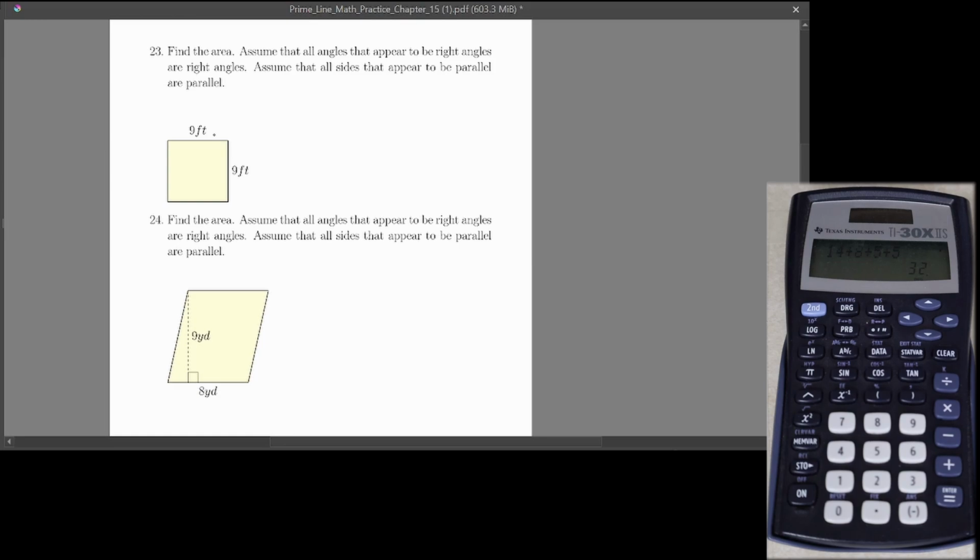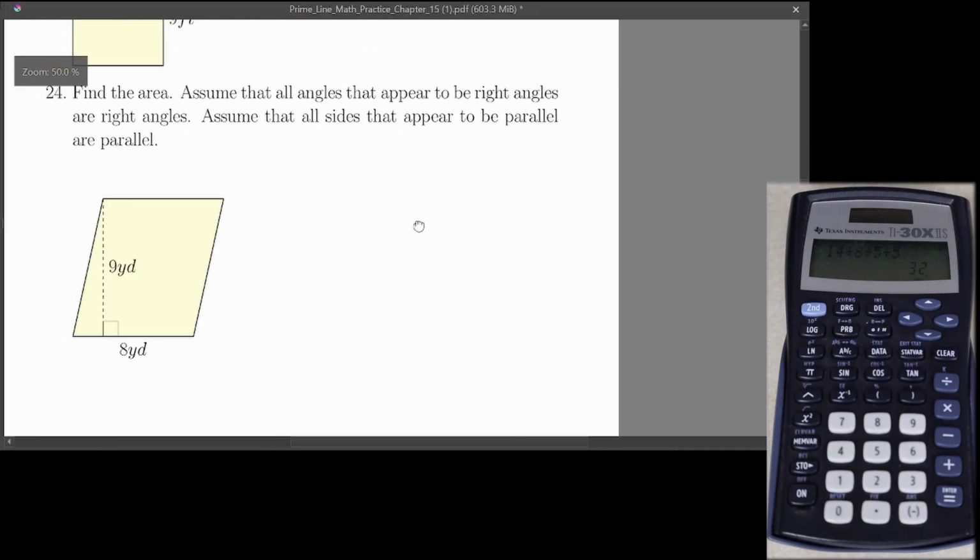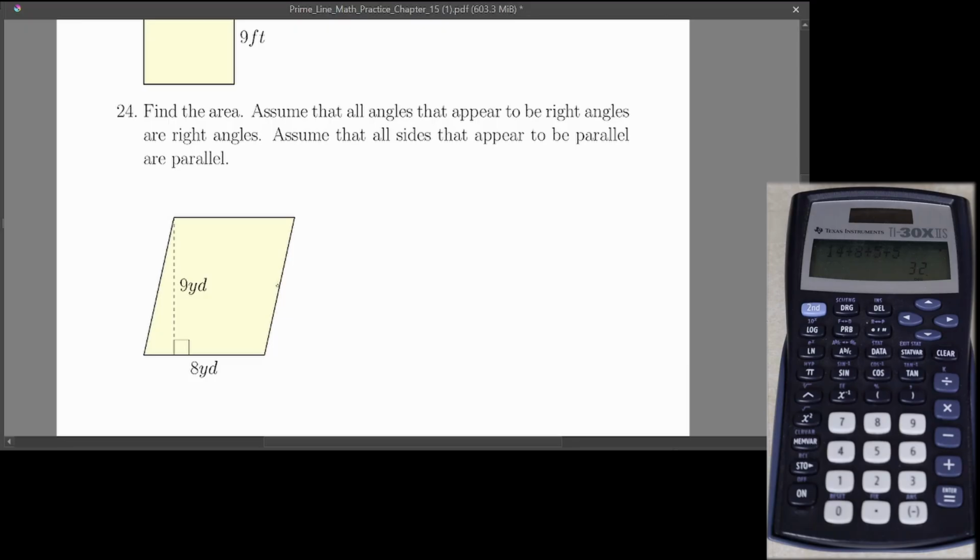Okay, find the areas. So 9 times 9 gets us 81, and our units are feet squared. For parallelograms, notice that these are assumed to be parallel. This gives us our vertical height on that. And for parallelograms, you just multiply this vertical height times the overall width. So 9 times 8 gets us 72, and yards squared.